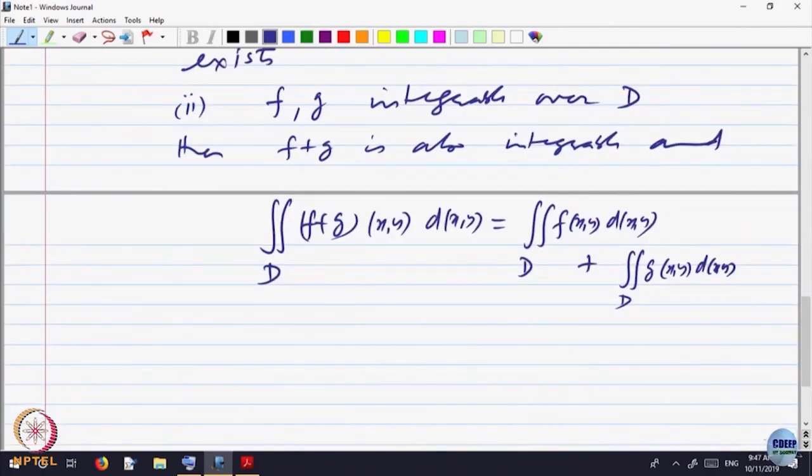And actually, if you like, you can generalize more. f and g integrable, alpha, beta real numbers. You can take a linear combination alpha f plus beta g. That also is integrable. So then the integral of alpha f plus beta g is equal to alpha times this and beta times this. The scalar comes out of the integral.